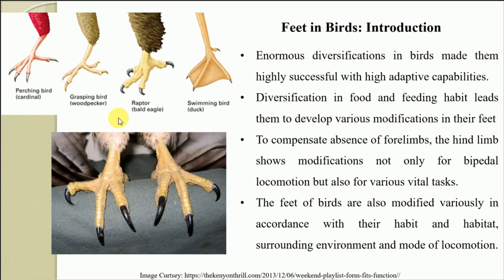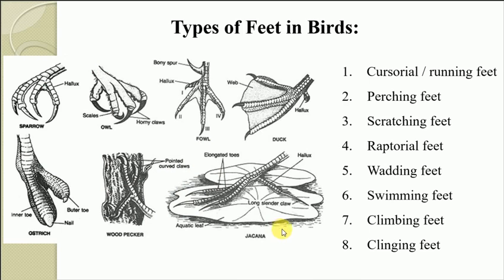The feet of the birds are also modified variously in accordance with their habit and habitat, their surrounding environment, and the mode of locomotion. Accordingly, different kinds of modification are seen in the hind limbs of the birds, and these are differentiated into different types. So these are a few types of feet which are commonly found among the birds.